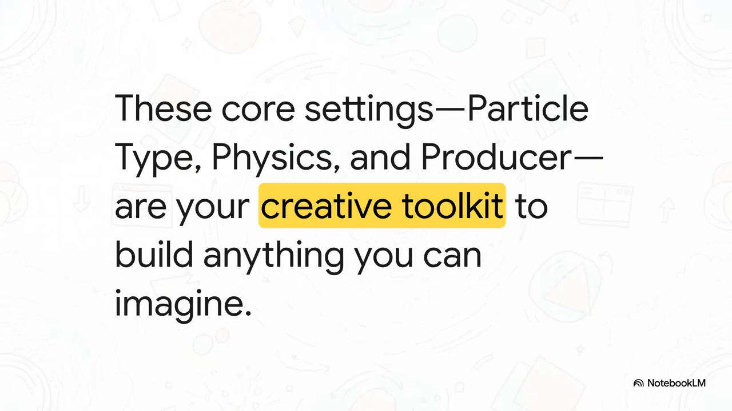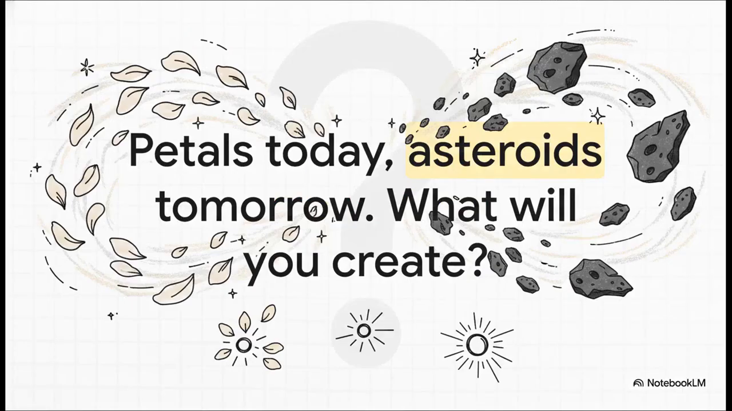And that's really the main takeaway here. Once you understand what each of these core settings actually does, particle type, physics, producer, you're not just following a tutorial anymore. You've got a full-blown creative toolkit to build whatever you can possibly imagine. I mean, think about it. Using this exact same process, you could swap out the petal for a picture of a rock, tweak the physics a little bit, and suddenly you've got a whole asteroid field. Or use a spark texture for some kind of magical effect. The possibilities are absolutely endless. So the only question left is, what are you going to create?